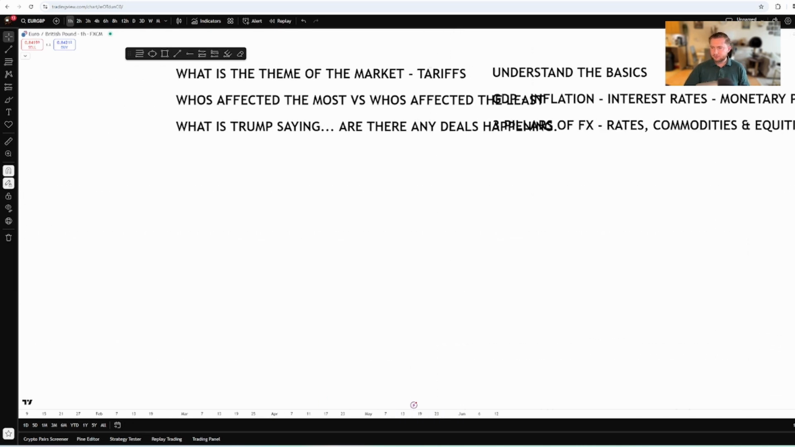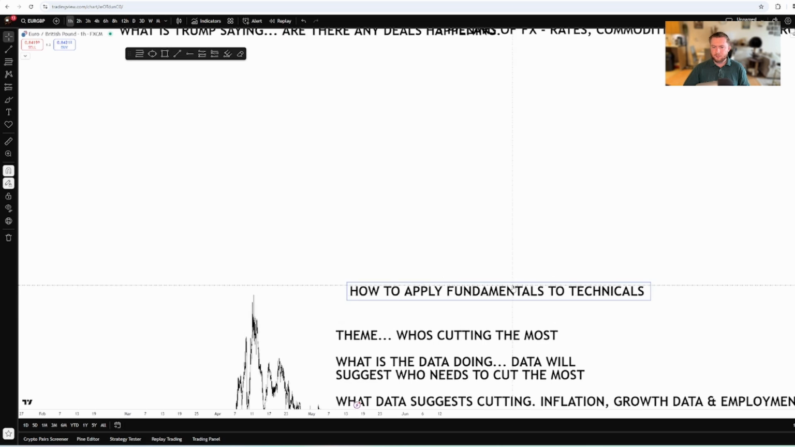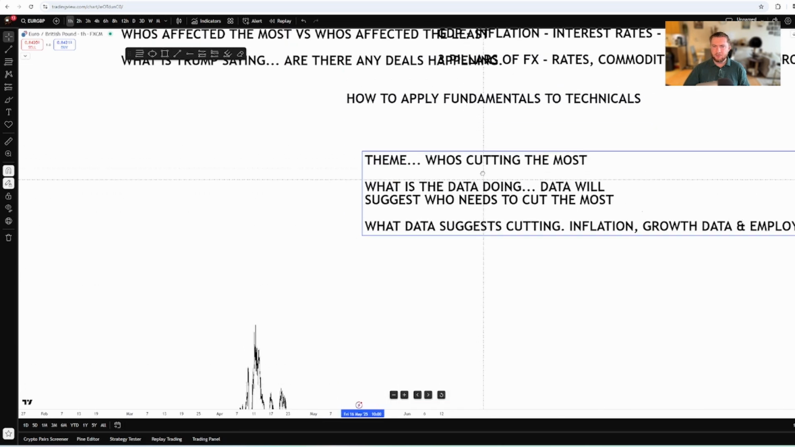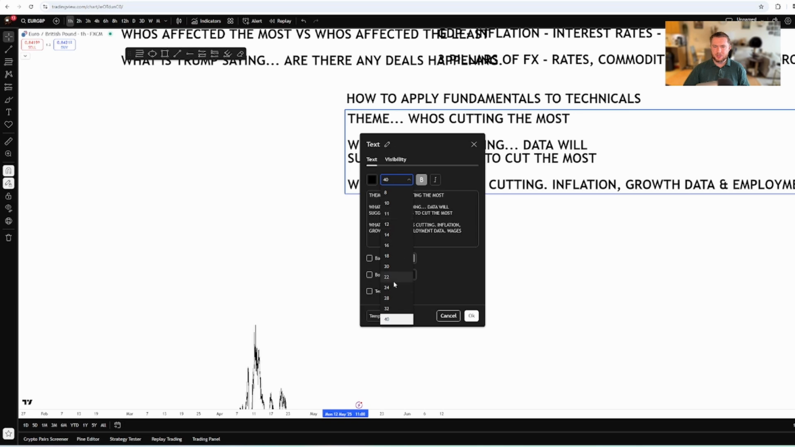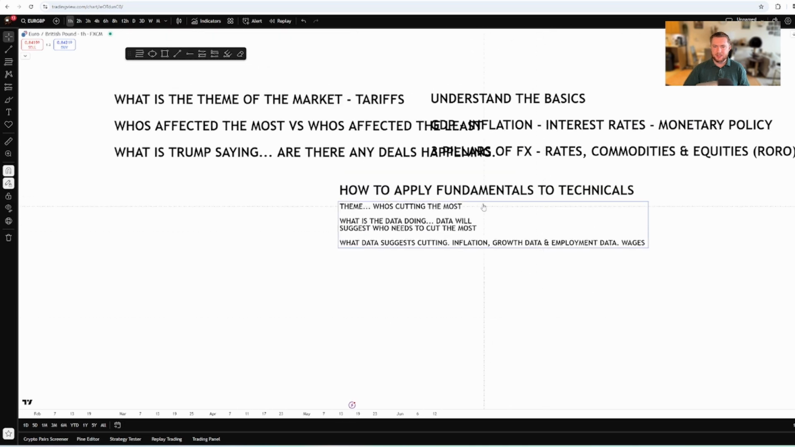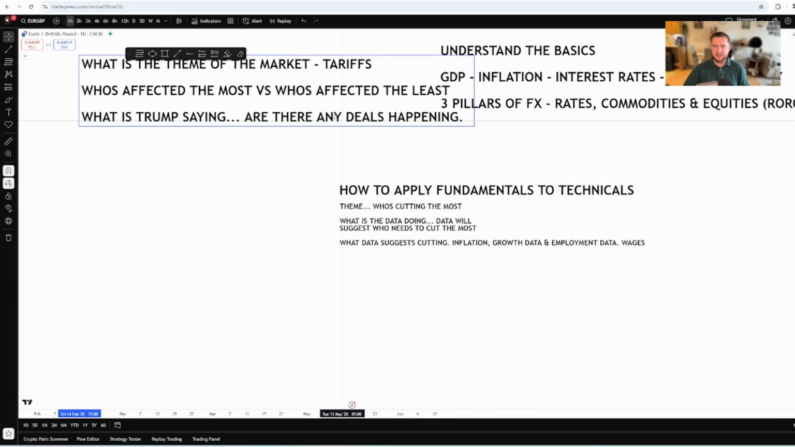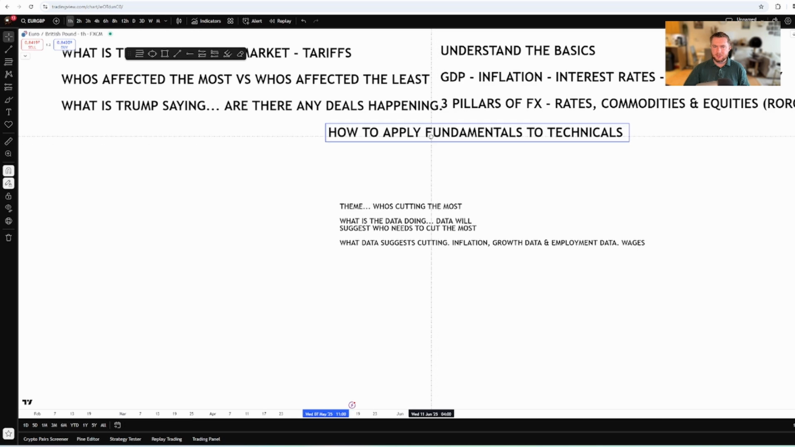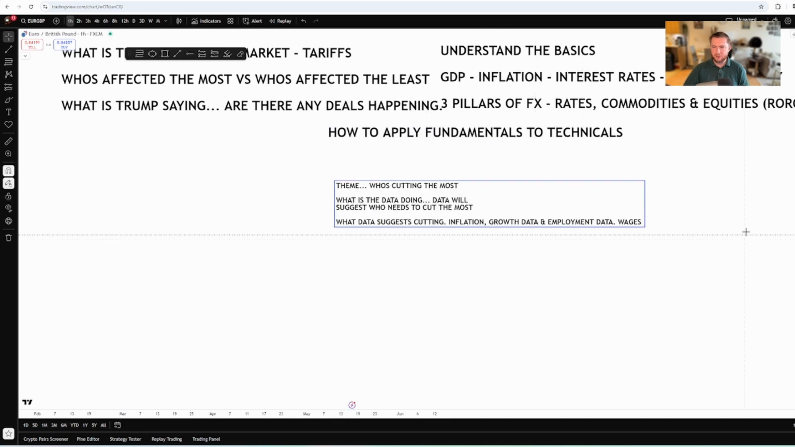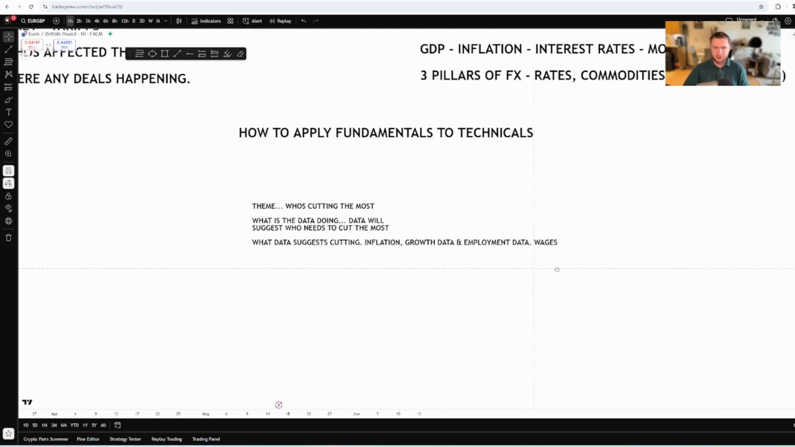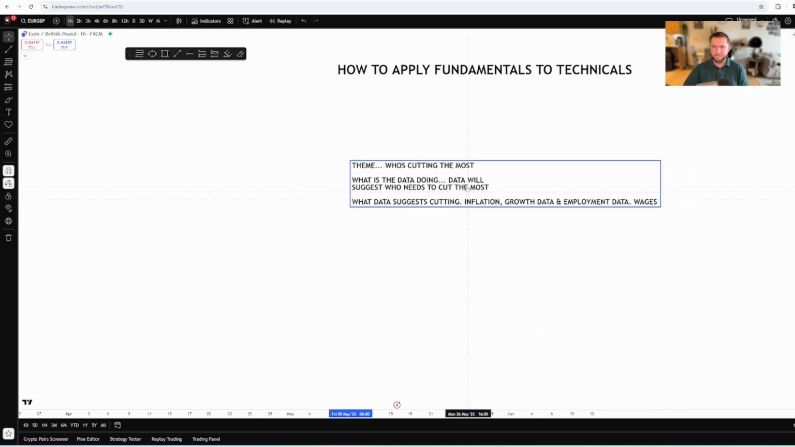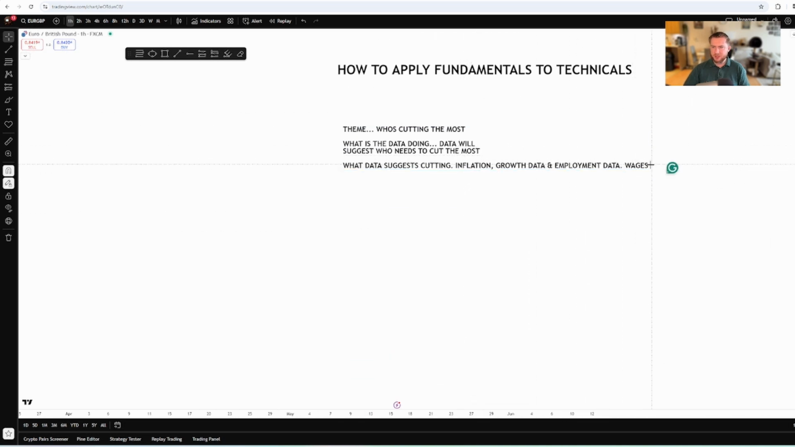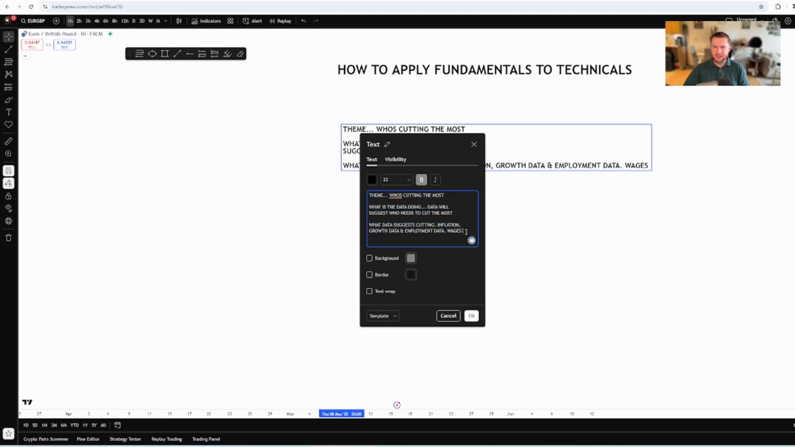So move that up here and then move that up here. And in fact, if I just reduce this to, let's say, 20, that would be a bit easier for us. Perfect. So there we go. We're getting somewhere. And wages. So those are the main three bits of data we need to be thinking about.